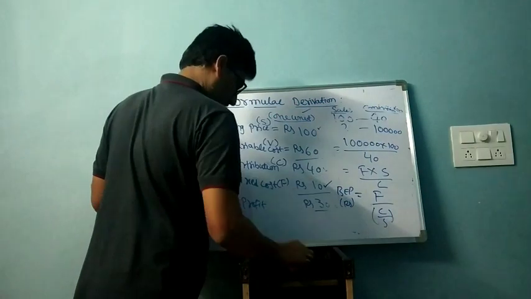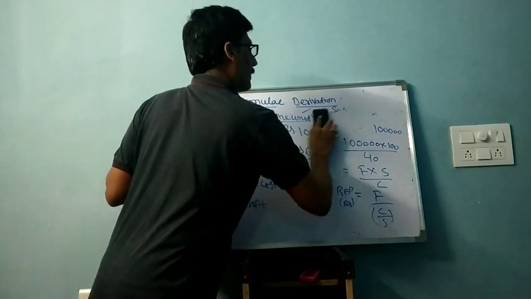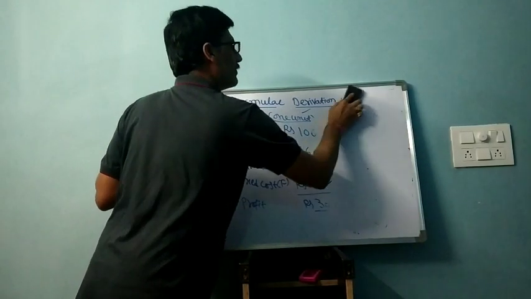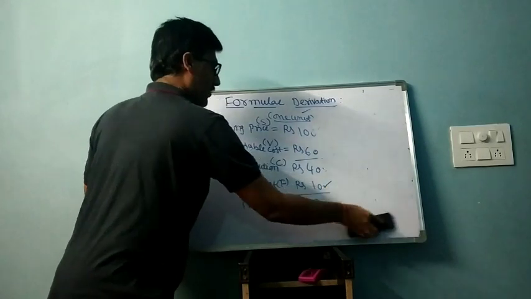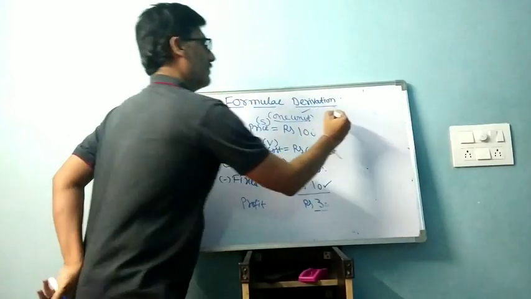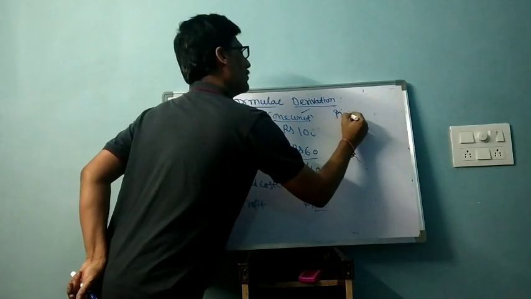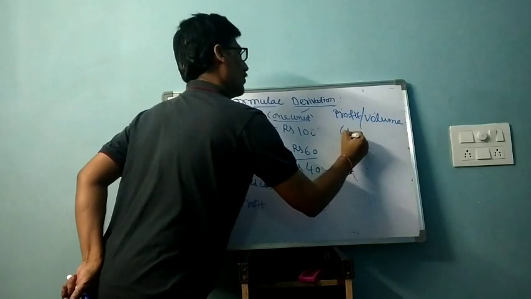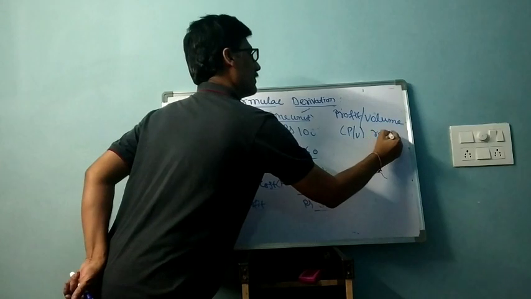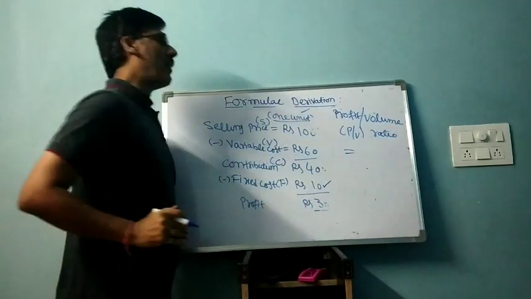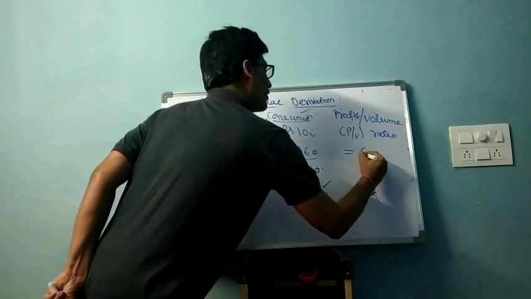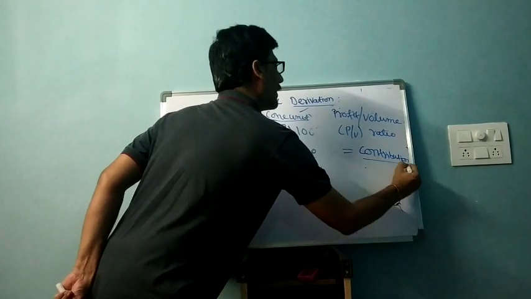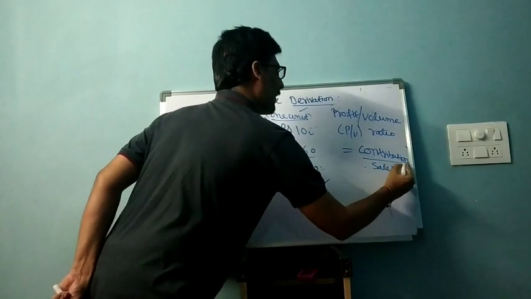Now, next one is profit volume ratio. Very, very important ratio. This is also called as P by V ratio. PV ratio. Profit volume ratio. The formula for calculating profit volume ratio is contribution by sales into 100. Contribution by sales. If you want to convert in terms of percentage, just multiply this by 100.